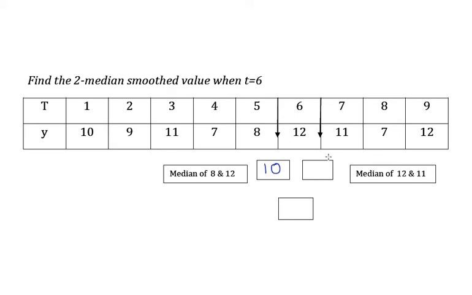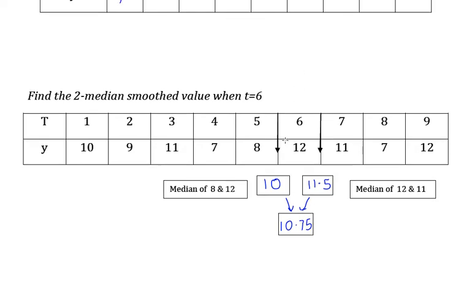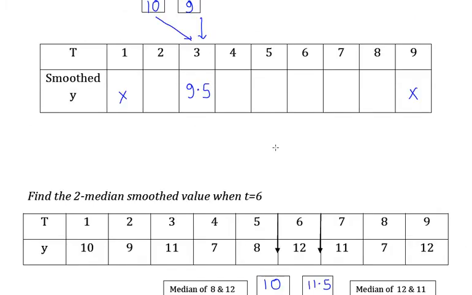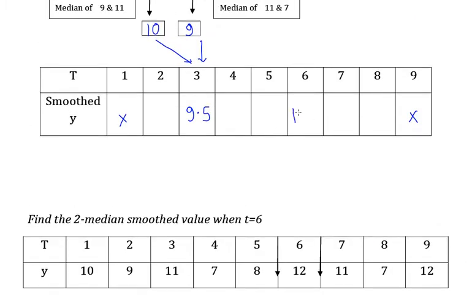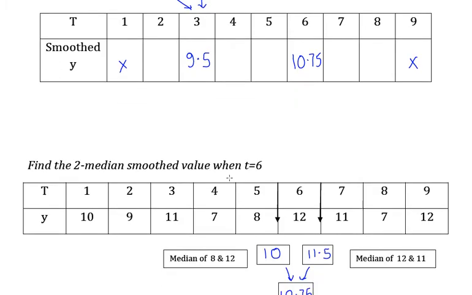This one here is also not a hard one because the middle value of 11 and 12 is 11.5. And finally, to center that, I need to add these two together and divide by 2, 10.75. So the smooth value for t equals 6 would be 10.75. So if I go up here, 10.75. Now you can go through and complete those just to get some more practice, I guess, on that.